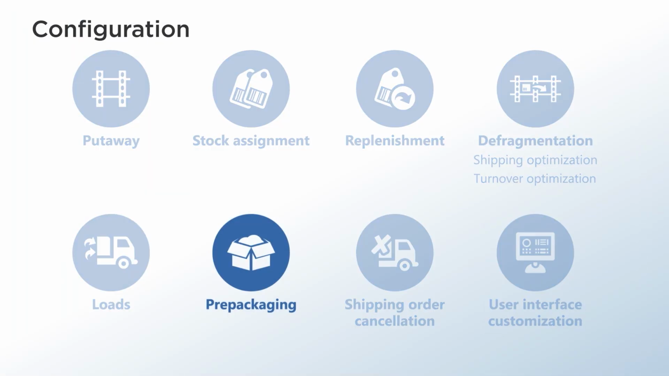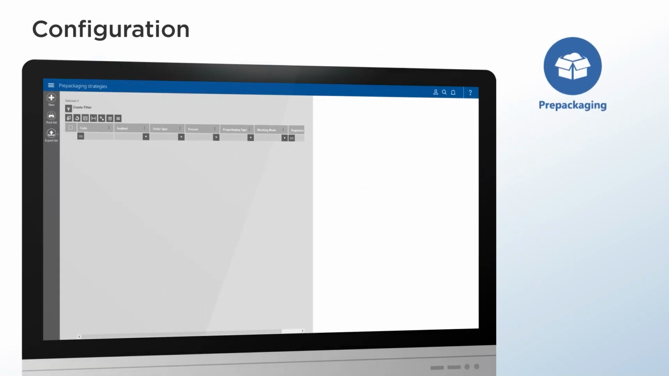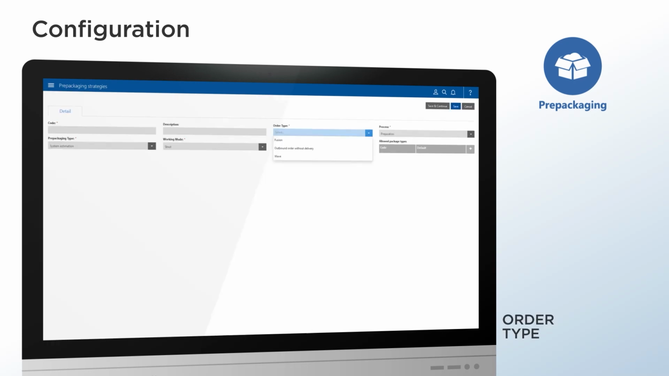Pre-packaging strategies. For Easy WMS to be able to calculate the number of packaging materials necessary for order preparation, it's necessary to specify several configuration data in terms of items and presentations, and to create one or more calculation strategies. Pre-packaging strategies define the following elements. Order type establishes which types of shipping orders to apply.